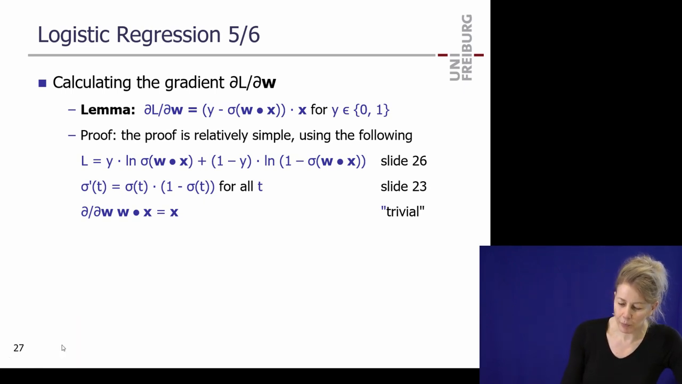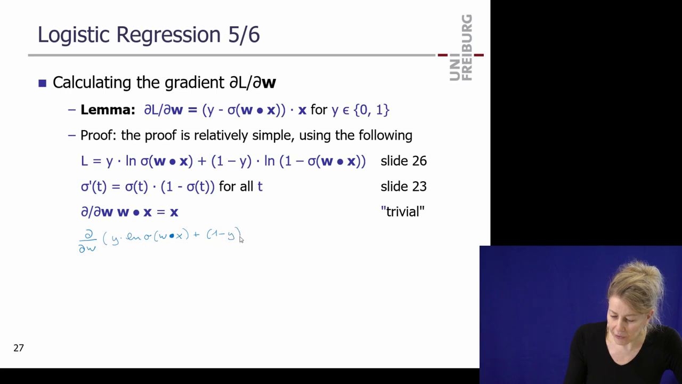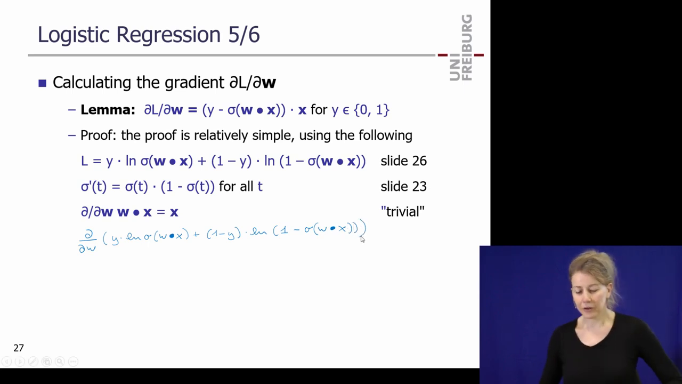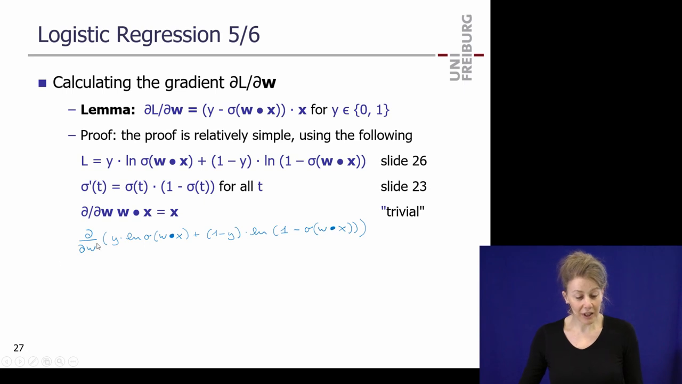And this is now something which maybe you haven't done a lot before. So let me just mention some things. I want to take this thing here, this is the likelihood function. And I want to take the derivative of y times ln sigma of w times x plus 1 minus y times ln of 1 minus sigma of w times x. And now I derive by a vector.